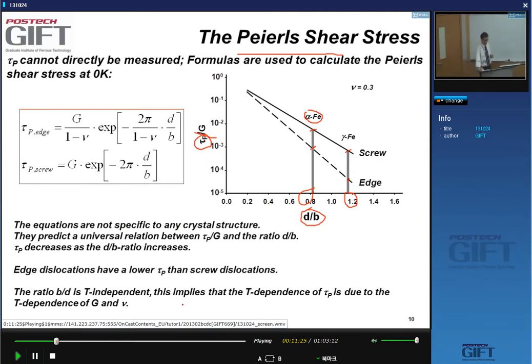Good. The ratio of d over b is temperature independent, because when the crystal expands due to thermal expansion, so the lattice parameter increases, the d over b ratio gets canceled out. So the temperature dependence of this tau will come from the temperature dependence of G and the Poisson ratio.